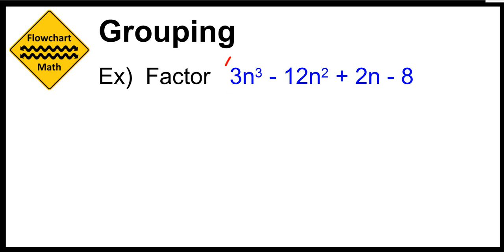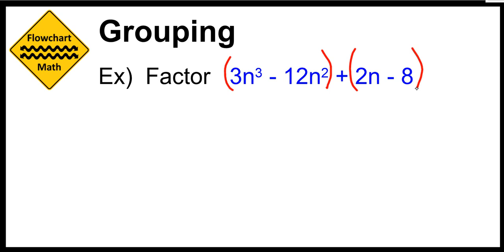For grouping to work, you're going to split the problem into a number of groups, usually groups of 2, but it could be different. But you want them to have the same number, so there's 2 in my first group and 2 in my second group. So we're going to do a GCF on each of those two groups.